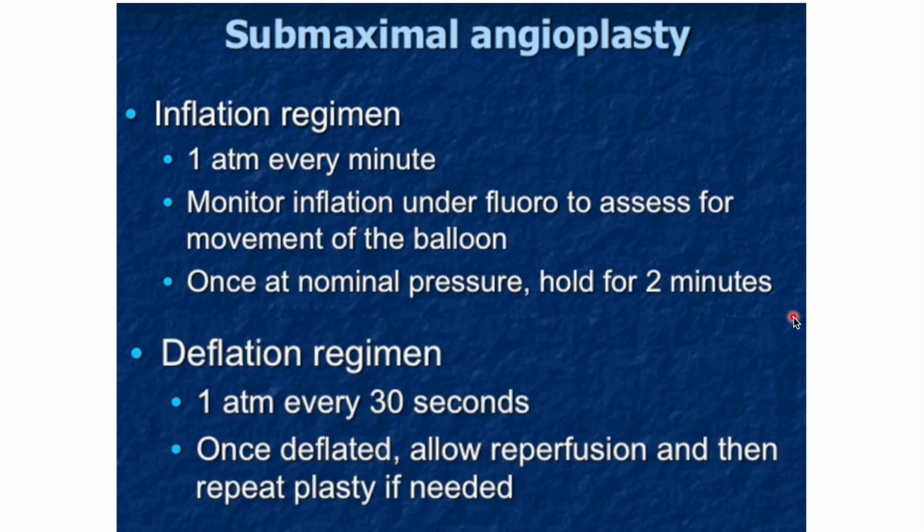For the submax angioplasty, what they recommend is an inflation regimen of 1 atm pressure every minute. So it's a very slow inflation of the balloon, and then once at the nominal pressure, hold it for 2 minutes there. Then again a slow deflation, 1 atm every 30 seconds. Once deflated, allow reperfusion and then repeat the plasty if needed. Maybe you don't hold that long, but that's the recommendation. What they mean is go very slowly with your inflation, hold at the nominal, and then go very slowly down with your deflation.